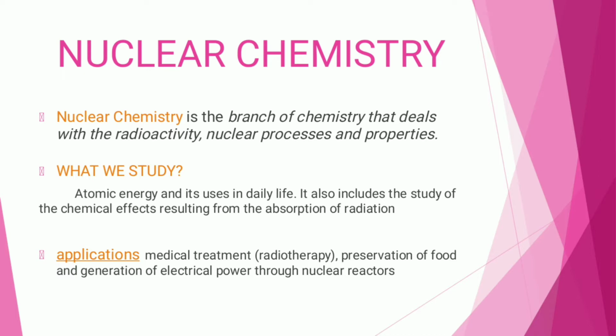As the name indicates, the word nuclear is derived from the nucleus of an atom. Nuclear chemistry is a branch of chemistry that deals with radioactivity, nuclear processes, and their properties. In this branch, we study the emission of radiation, absorption of radiation, and by the emission and absorption of radiation, what changes take place in an atom, which properties are shown by the atom, and what is the effect of these radiations on human cells.